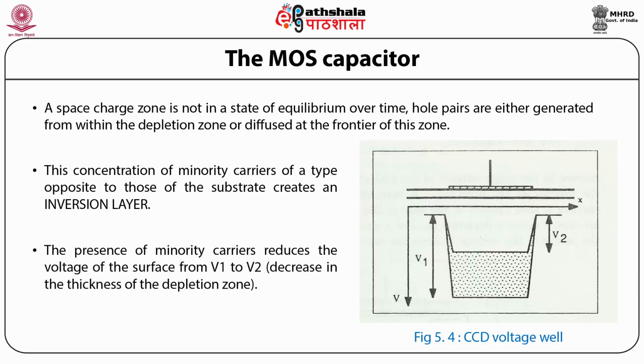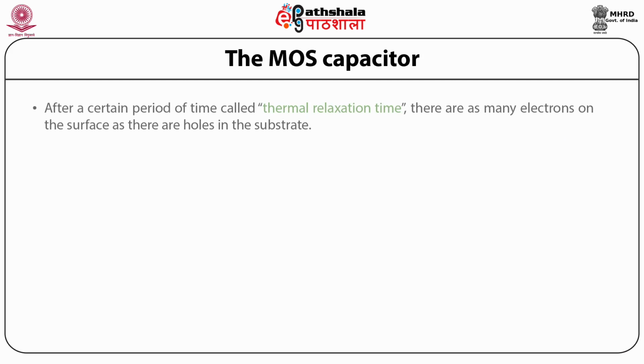The presence of minority carriers reduces the voltage of the surface from V1 to V2. That means a decrease in the thickness of the depletion zone, which can be seen from the given figure referred to as the CCD voltage well. After a certain period of time called thermal relaxation time, there are as many electrons on the surface as there are holes in the substrate. The phenomenon is known as the dark current.